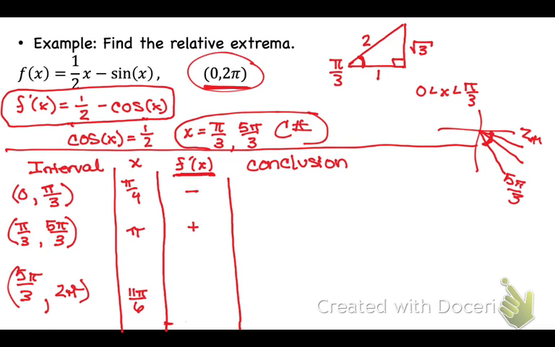Wait. Oh, never mind. Okay. 11 pi over 6, the cosine would be 1/2? Wait, would that be 1/2? No, it'd be square root of 3, because 11 pi over 6 would be pi over 6, yes? And this would be 1, square root of 3, and this would be 2. So it'd be square root of 3 over 2. So is square root of 3 over 2 bigger than 1/2? Yes. So it's going to be what?